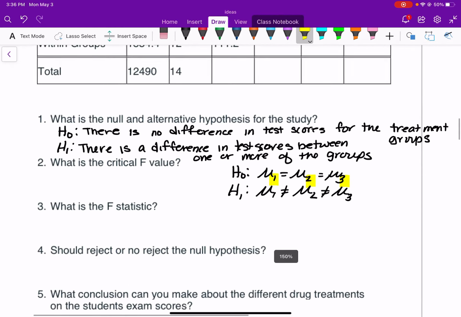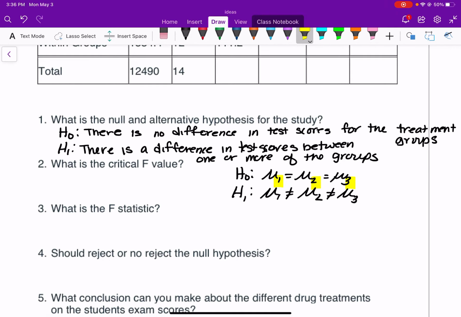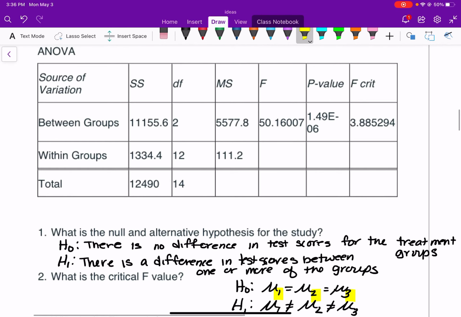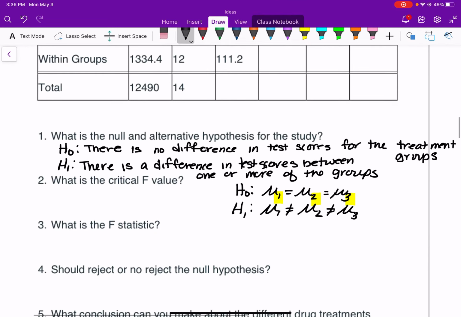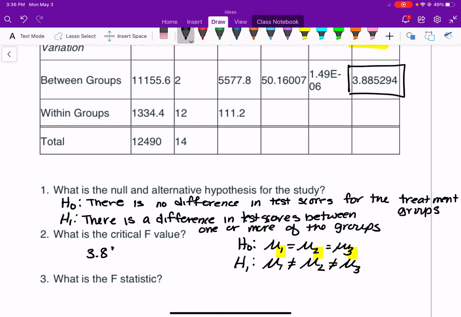Okay, so the second question just asked you what the critical value was. And if you come back up here and look at your chart, you'll notice that this very last column says F critical. So that means that the answer for this one is this guy right here. So the answer for our F critical is 3.8853. Oops, nope, I've missed a number there. 3.885294. You can also go ahead and round that to 3.89. I accepted either one of those answers as an option there.